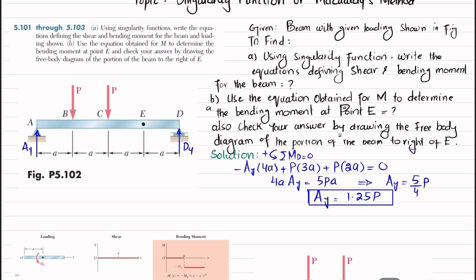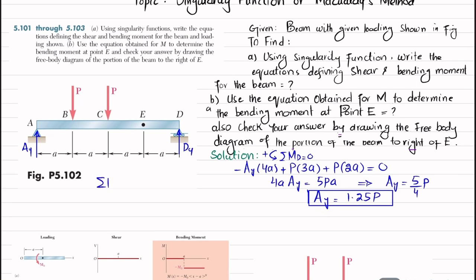Now we will find this DY by using the equation of equilibrium, that the sum of all forces along the y direction must be equal to 0, and upward force is taken as positive. So AY is upward, which is 1.25 P, minus this P and minus this P. So minus 2P, plus this DY is equal to 0. So from here, 1.25 minus 2P will give you minus 0.75. So DY will be equal to 0.75 times P.